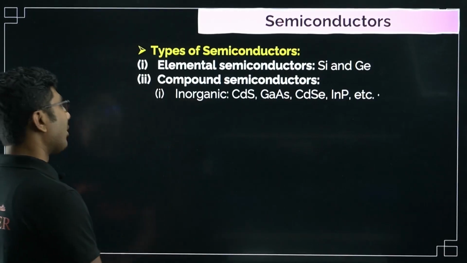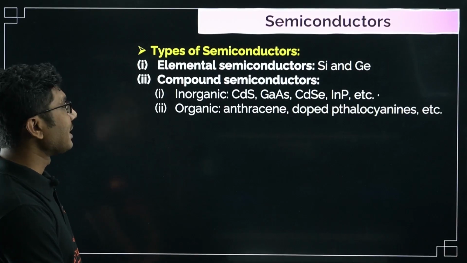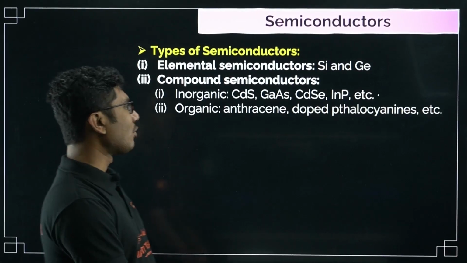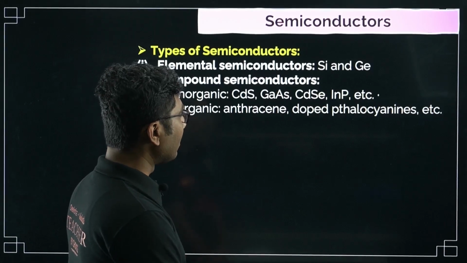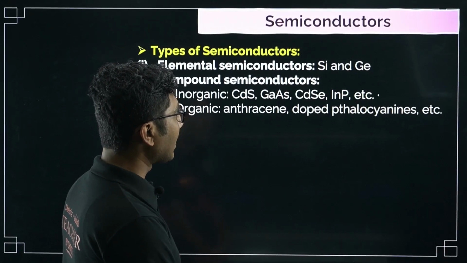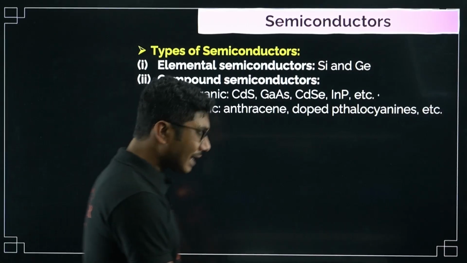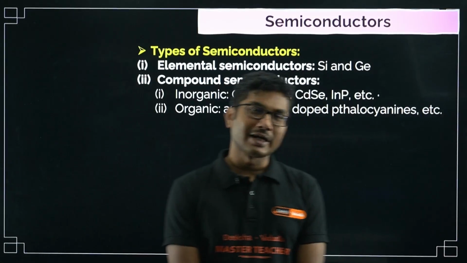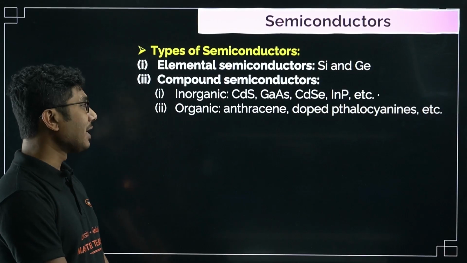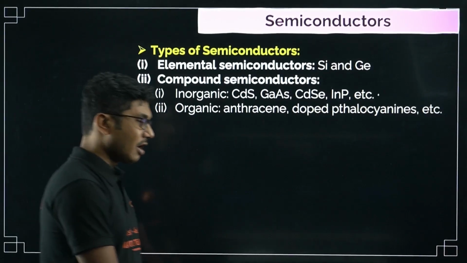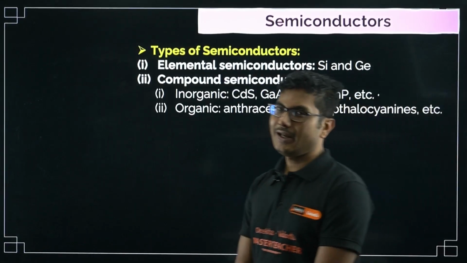These are the examples of inorganic semiconductors. And organic semiconductors, you can remember some names, though not necessary: anthracene, doped thiamines. They are the examples of organic semiconductors. But in our real life, more than inorganic or elemental semiconductors, which obviously have their uses, organic semiconductors are more common and we see them in everyday life. Where do we see them?